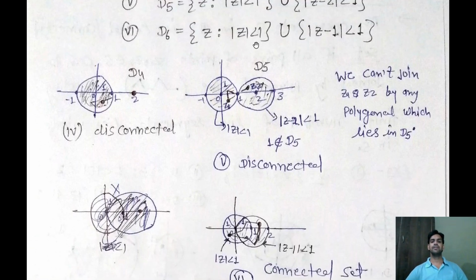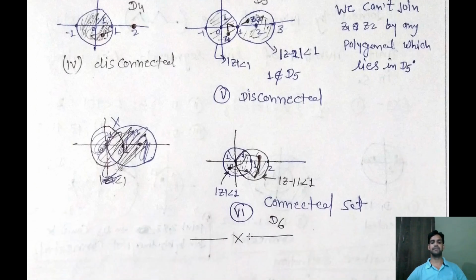Another example: mod z less than 1 union modulus of z minus 1 less than 1. First we draw this: the unit circle, and the second is a circle of radius 1 with center at 1. This is the origin and this is the point 1. This is the center, and from here we count radius 1. So we draw this. This is our common region. If I take any point here and another point here, we can join any 2 points inside this region by a polygon line, and that polygon line stays inside the region. So by the definition of a connected set, this set is a connected set.